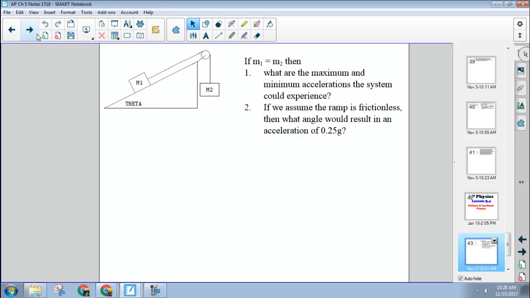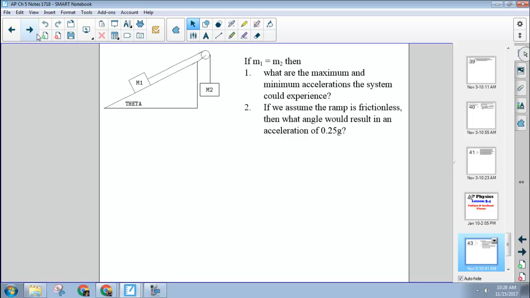So theta is not fixed. Number one is saying, by changing theta, what are the minimum and maximum accelerations that the system could experience? You can solve this without any calculus. It's a little bit of logic.